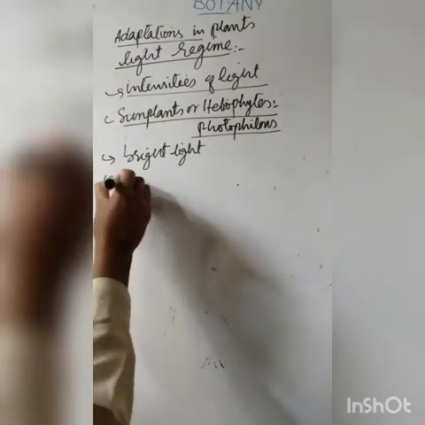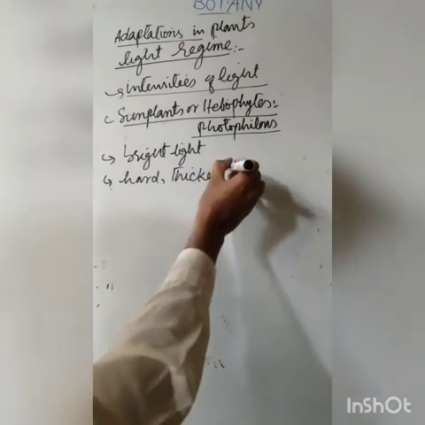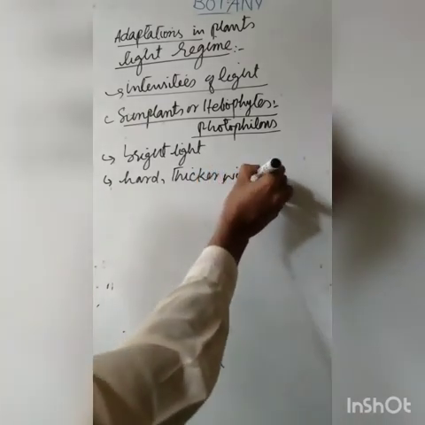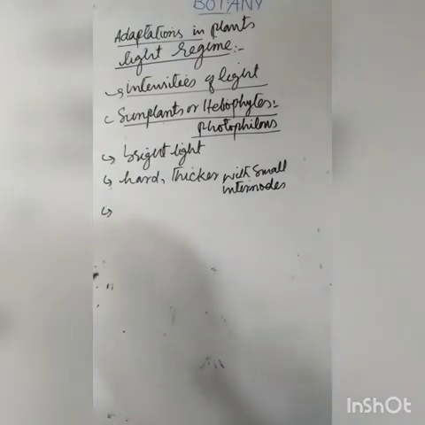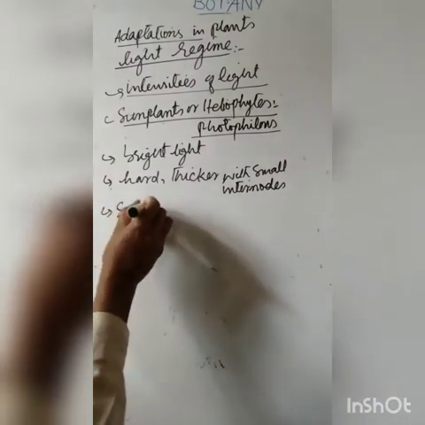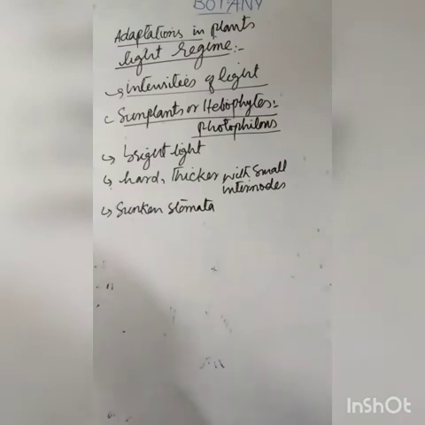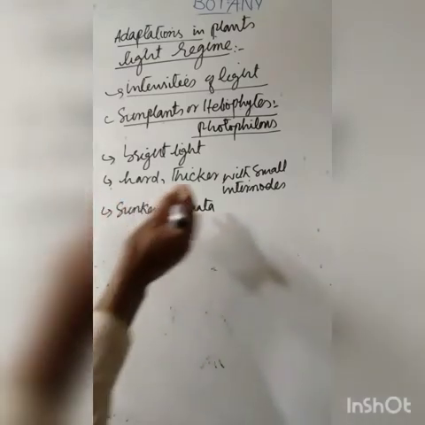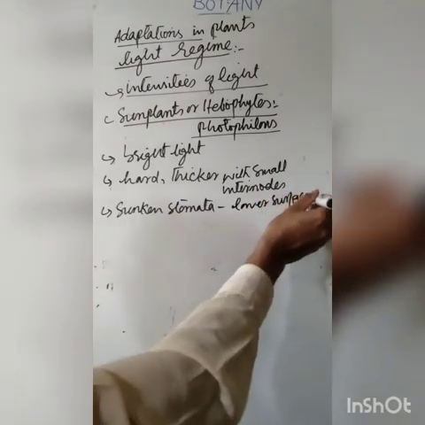Their stems are hard and thicker, with small internodes. They have sunken stomata, generally found on the lower surface of leaves.